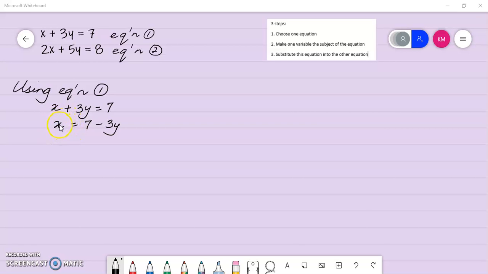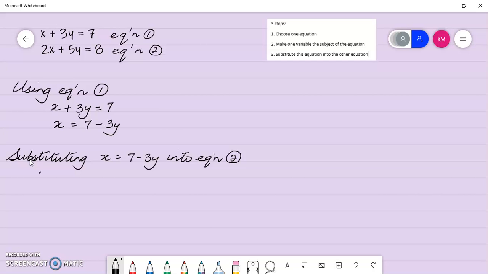So there you have it. x is on one side alone, and I have x being equal to 7 take away 3y. Now my final step is to substitute this equation into the other equation. So I used equation 1, so I'm going to have to substitute this equation now into my second equation. Wherever I am seeing x in my second equation, I am going to be substituting 7 take away 3y. So I will write that here, substituting x is equal to 7 take away 3y into equation 2.